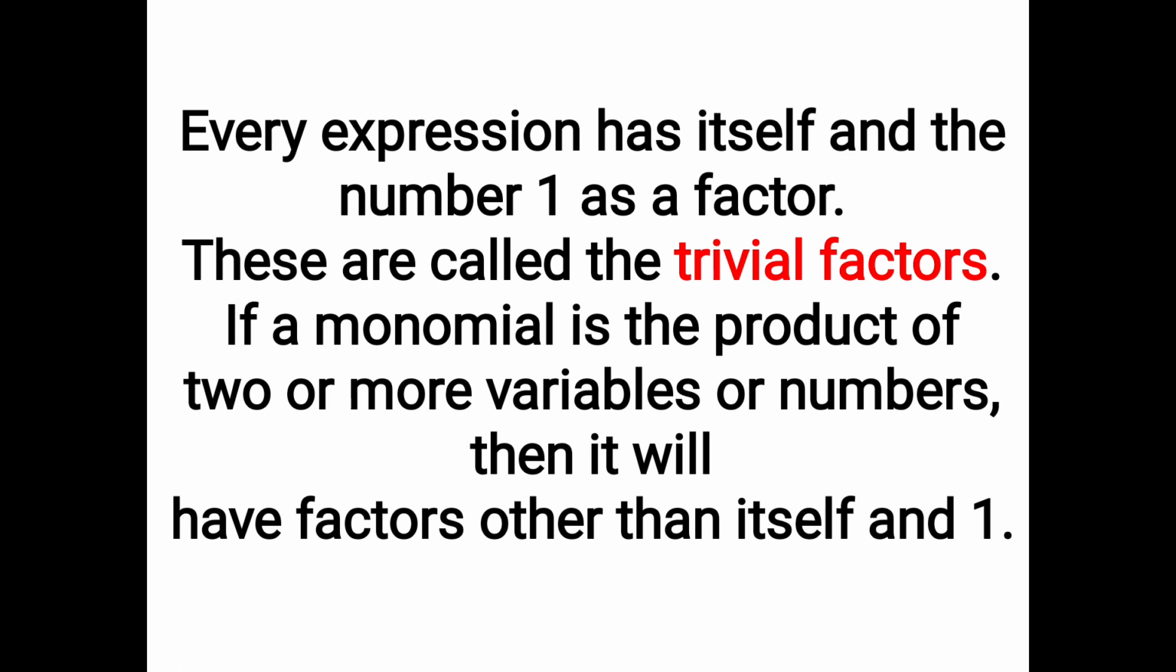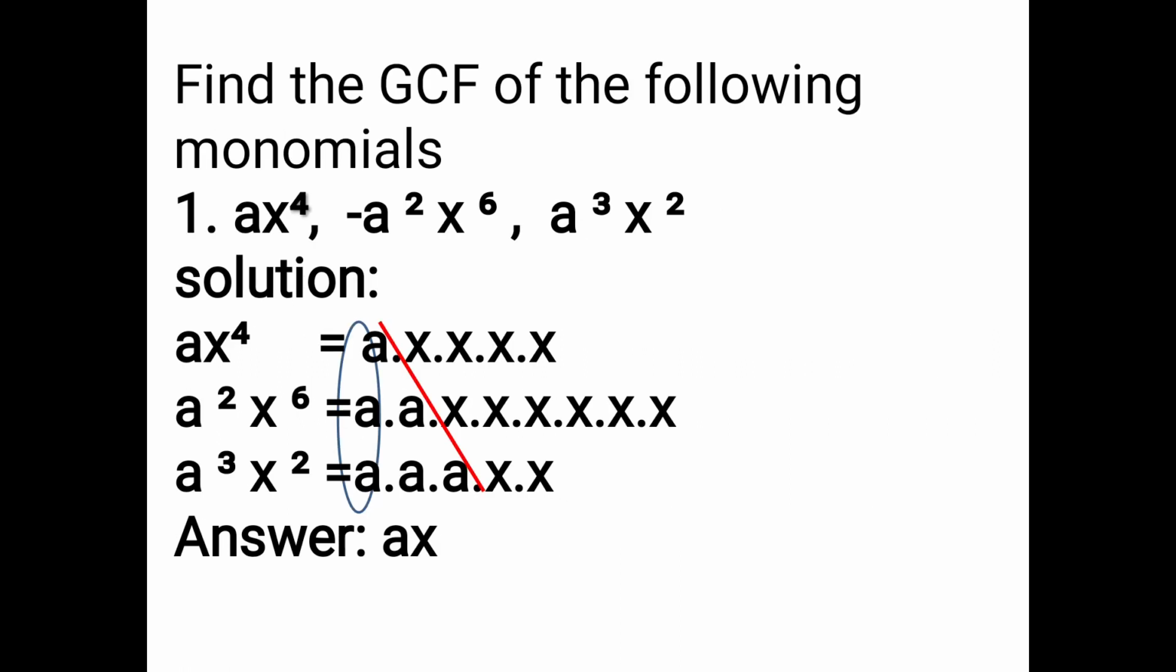If a monomial is the product of two or more variables or numbers, then it will have factors other than itself and 1. Find the greatest common factor of the following monomials. We have ax to the 4th power, negative a squared x to the 6th power, a cubed x squared. For the solution, ax to the 4th power, get the prime factors: a times x times x times x times x. Then for a squared x to the 6th power, a times a times x times x times x times x times x times x.